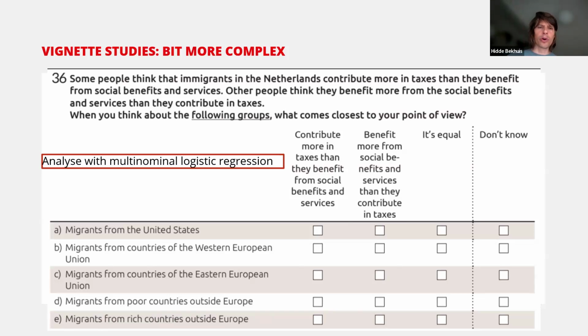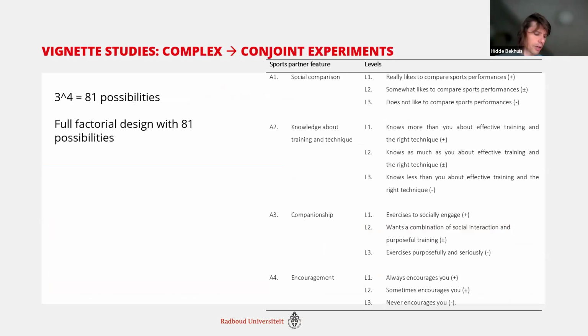And then we go to the more complex vignette studies. This we have done very recently, last year, in a PhD project of a PhD student of mine, in which we look at who is chosen as a sports partner. So what are the characteristics of someone you want to do sports with? We let people choose a sports partner based on how social they are, so social comparison, on their knowledge about training and technique, about their companionship, and about their encouragement.